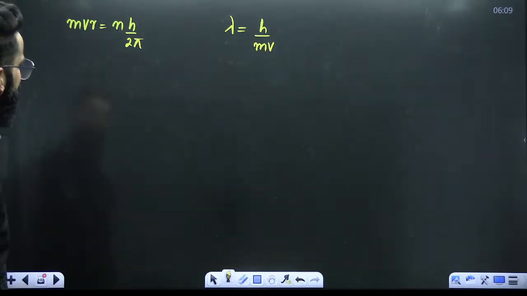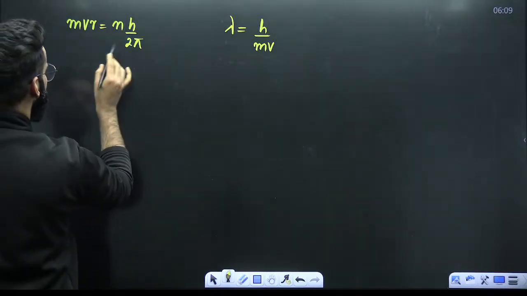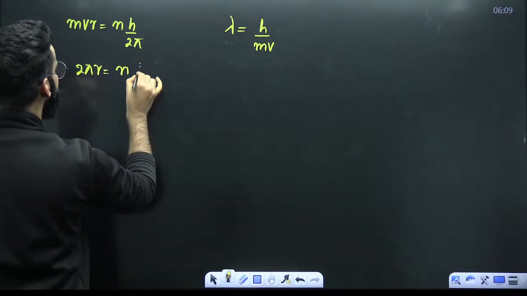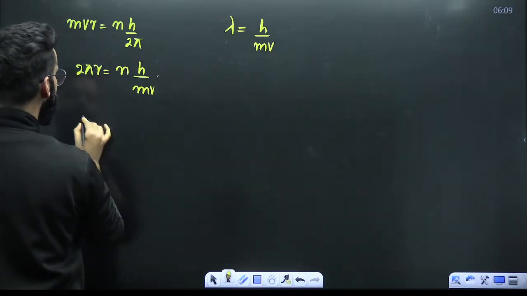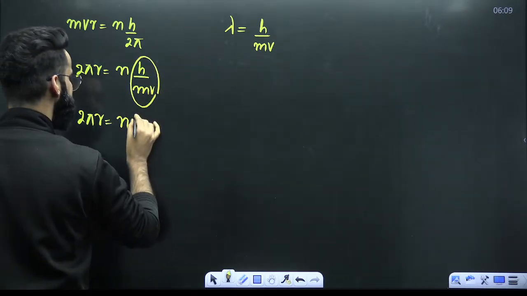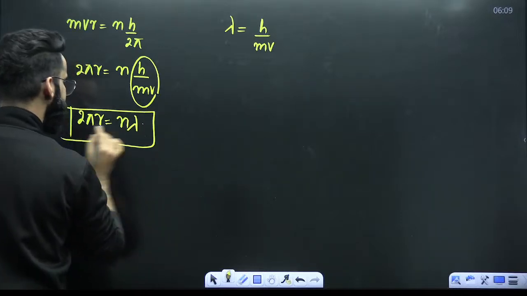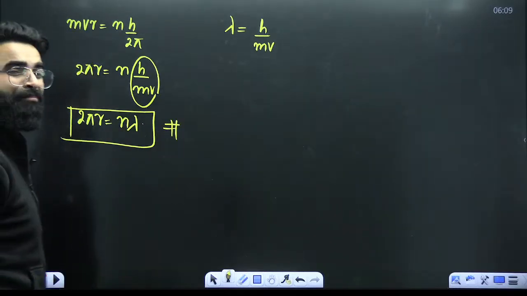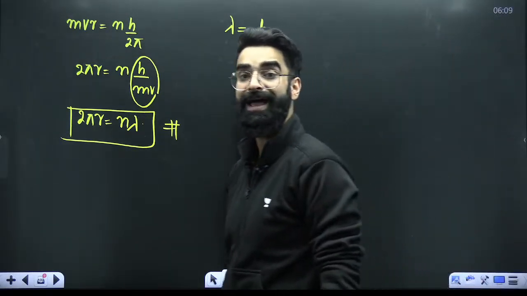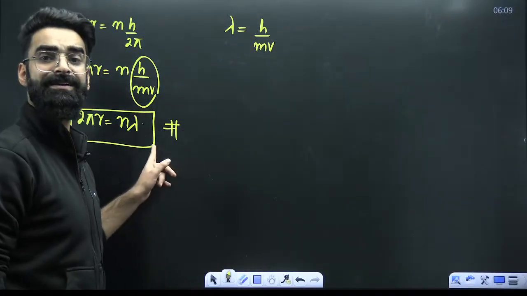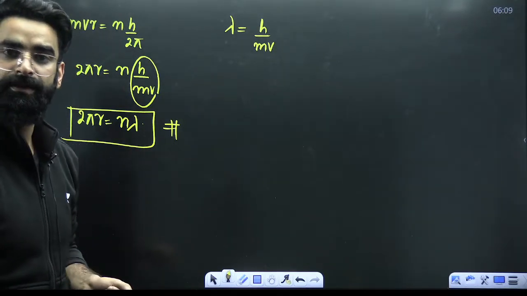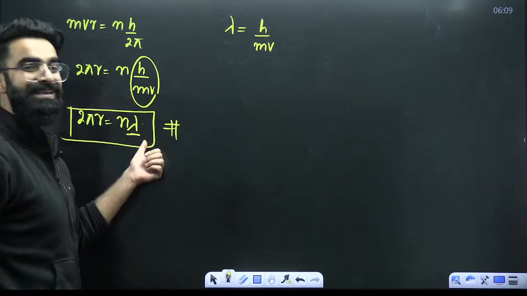My dear students, if I shuffle this equation, I'll take this 2 pi here and write it like this: 2 pi r is equal to nh upon mv, which is something you call lambda. This is one amazing result which you got from here: 2 pi r is equal to n lambda. This particular result explains the wave nature of the electron moving around the nucleus. In this result, you got lambda, and lambda is the characteristic of a wave.